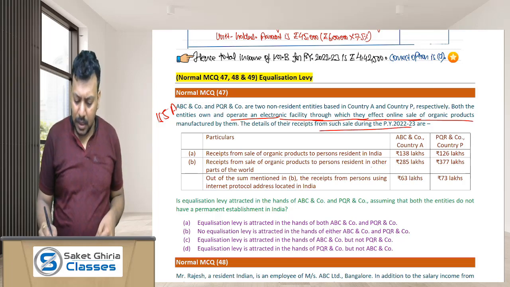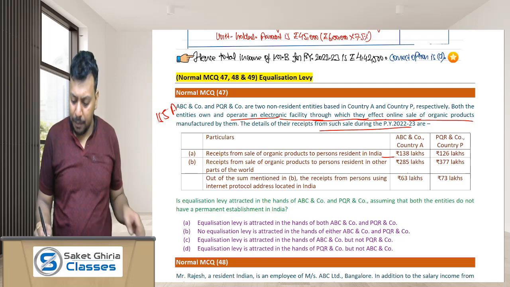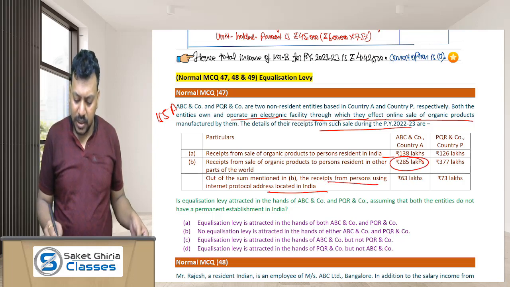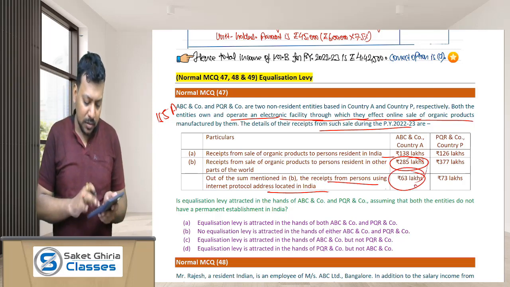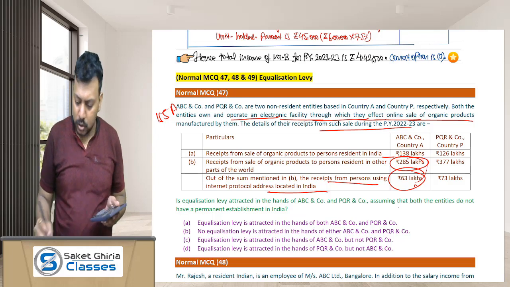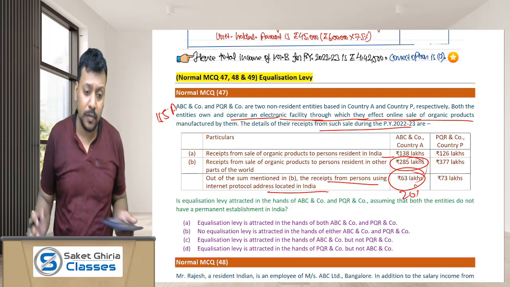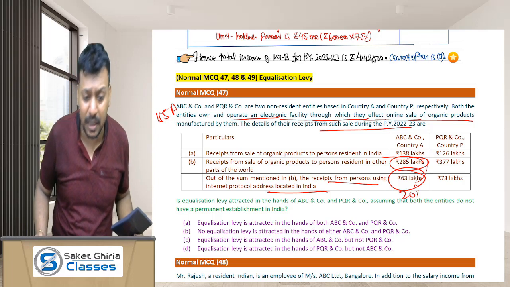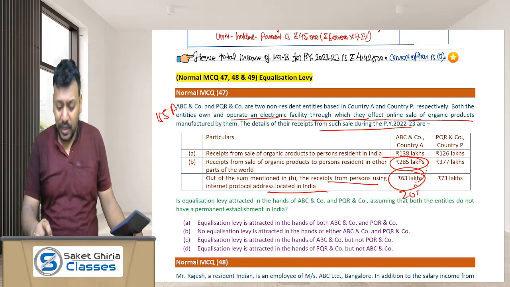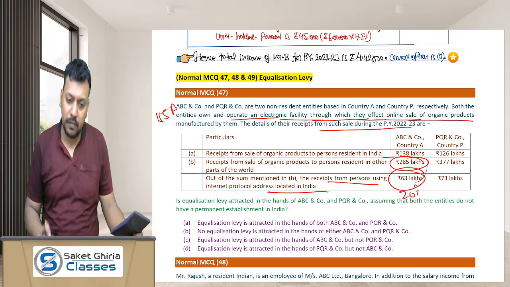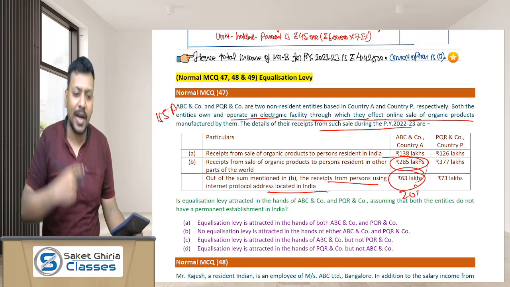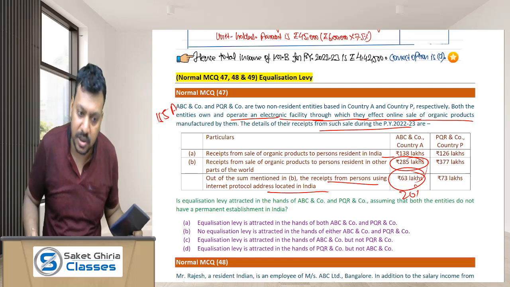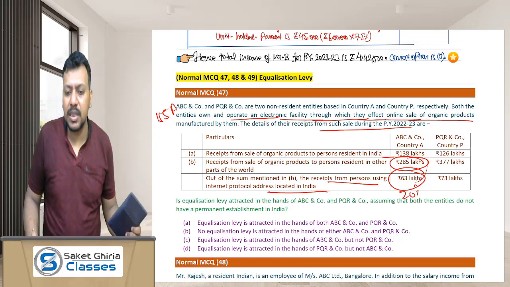ABC and company sale of organic products 138 lakh plus others 285, but dear, the receipt from person using IP address located in India 63 lakh, means the total sale of ABC is 138 plus 63, that is 201 lakh. I agree, dear, that we are moving quite fast, but I can't take much of your time. So ABC and company are satisfying the conditions of 165A equalization levy.